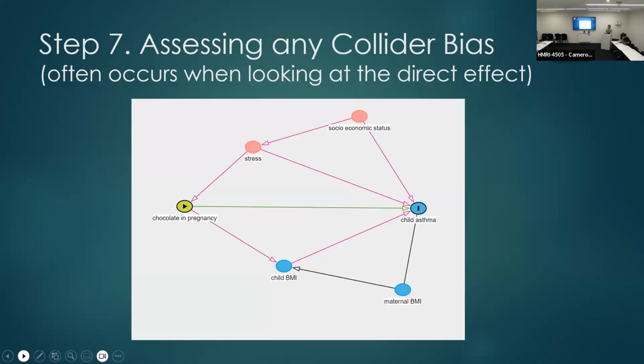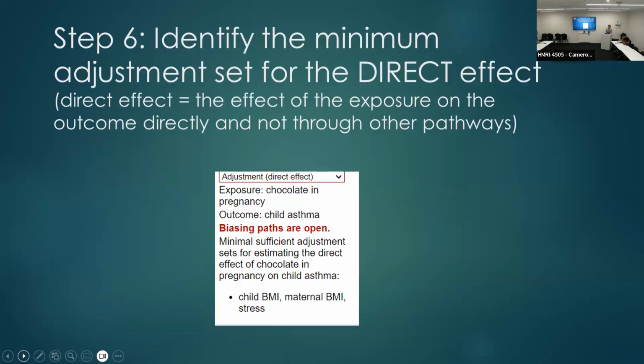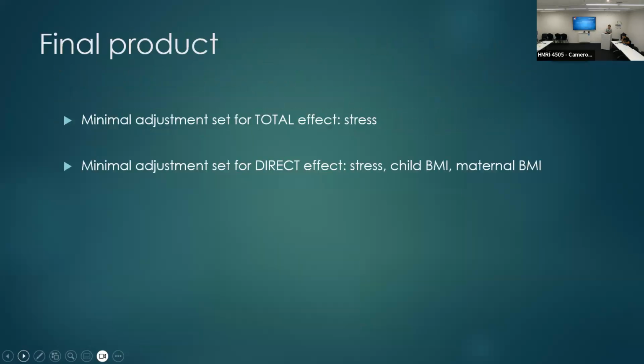And then the last thing I just wanted to talk on, we'll just go through that for a minute. This is what we ended up with in the workshop. This is what our total effect is, what we would adjust for, and if we were doing a direct effect, what we would adjust for.